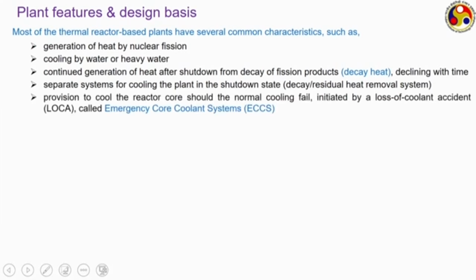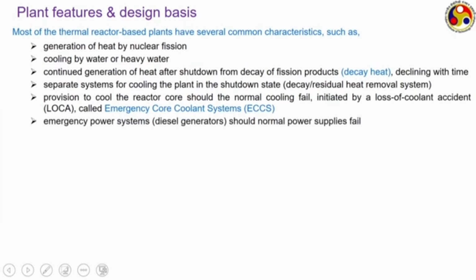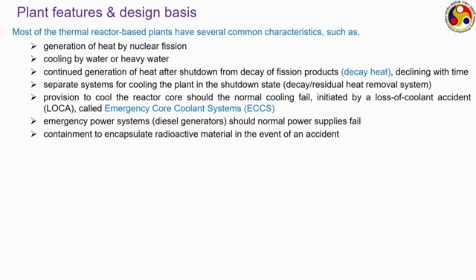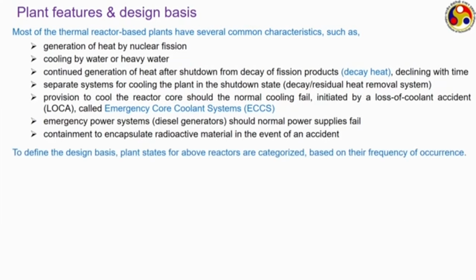There are separate systems for cooling the plant in the shutdown state to remove the decay heat. Provisions to cool the reactor core should be normal. Should the normal cooling fail, we must have as backup an emergency core cooling system, and emergency power systems like diesel generators if there is a failure of the normal power. So, these are the features that you will find in all the plants, along with confinement to encapsulate radioactive material in the event of an accident. As their design features are quite similar from safety point of view, we can treat all of them as just a single group, and then we go to the design basis.